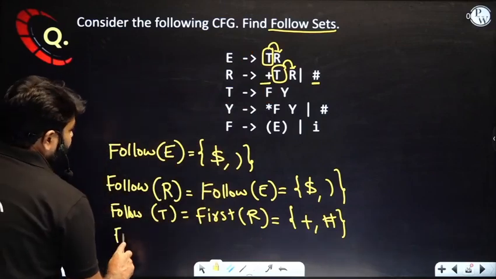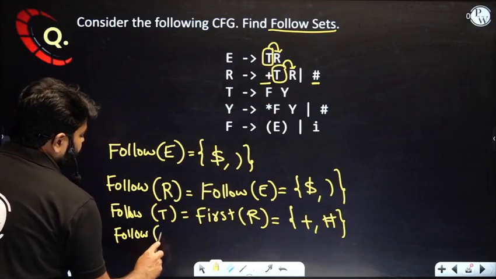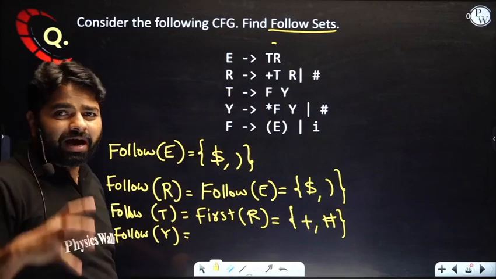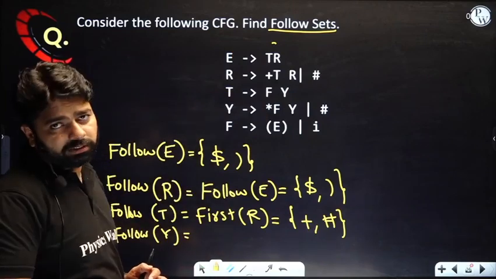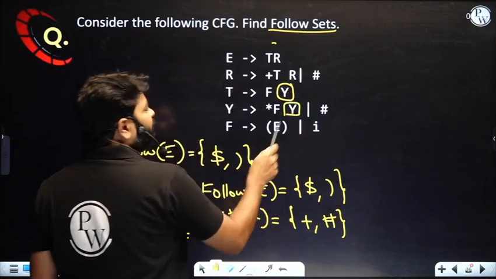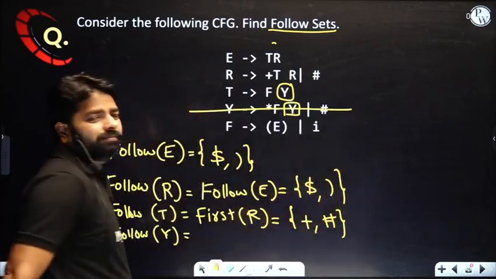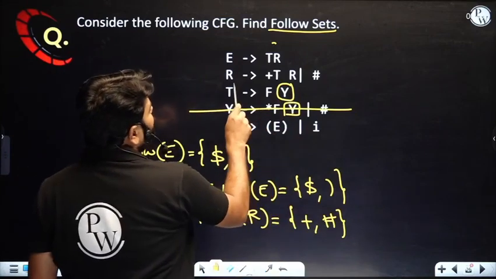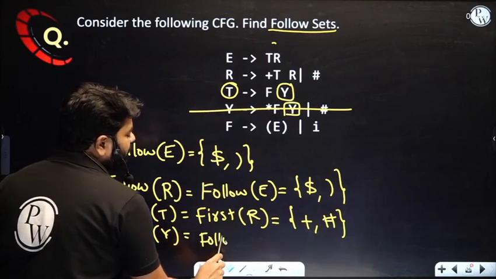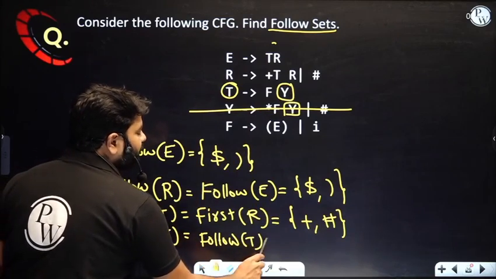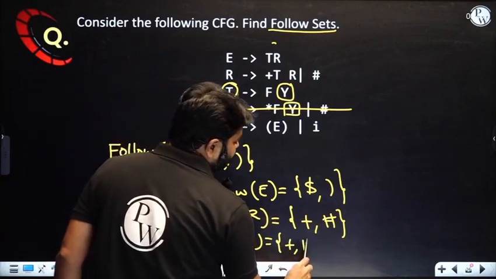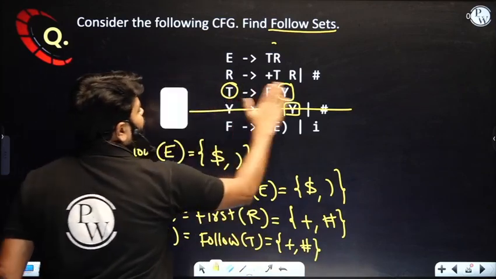What about follow of Y? Every time I mark it, I compute. That is the best way to do the follow set computation. Here Y is there, here Y is there. The follow of Y depends on Y, so you can ignore it. But this follow of Y depends on follow of T. So I am writing follow of T directly. As I already know what follow of T is, you can copy and paste. If not, wait for that T computation. Follow of T is already computed, plus comma and dollar. That's about follow of Y.